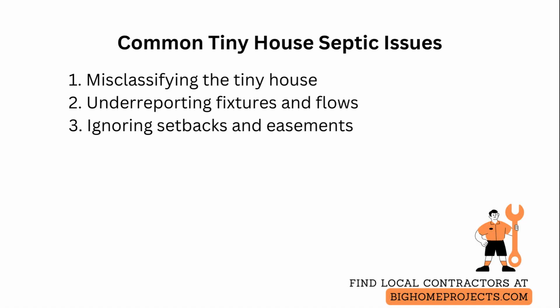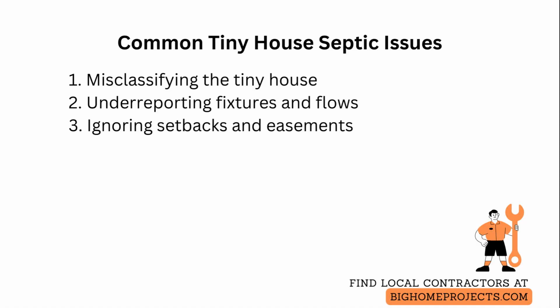Three common issues are misclassifying the tiny house, which leads to the wrong permit type and delays; underreporting fixture counts and flows, which causes undersized systems; and ignoring setback or easement requirements that trigger rejection. If your tiny house is classified incorrectly, present occupancy documentation and a site use statement and request an official classification or variance from the authority having jurisdiction.